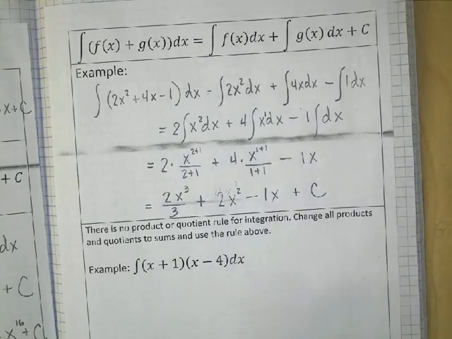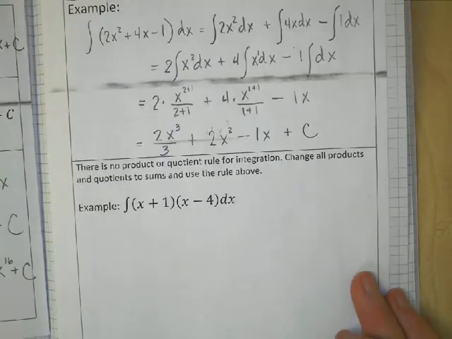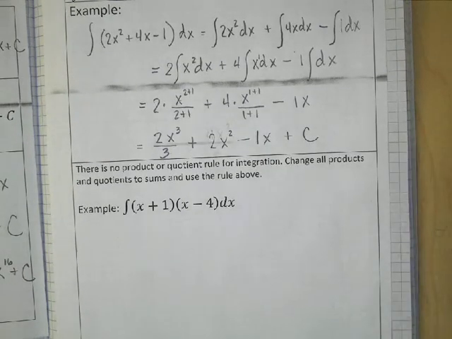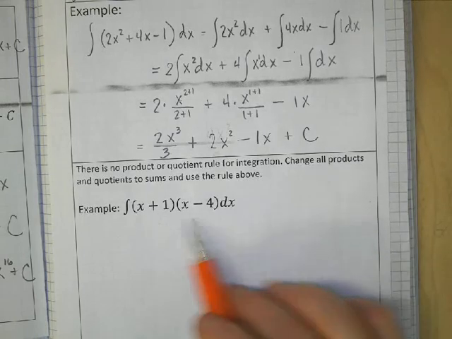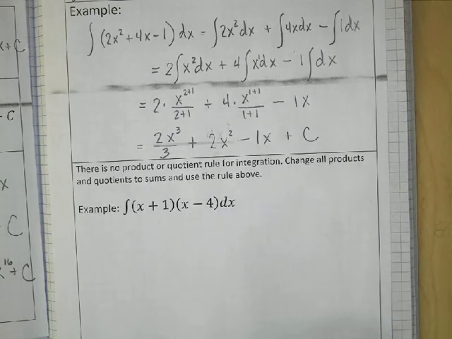Okay, the last one. As I mentioned in class, there is no product rule. So if you've got two functions being multiplied together, you got to multiply them out, because there is no such thing as a product rule for integration, nor a quotient rule. Or at least not that I'm aware of. Maybe in higher levels of mathematics there's a way of figuring that out, but at the level that I teach, we do not have one.